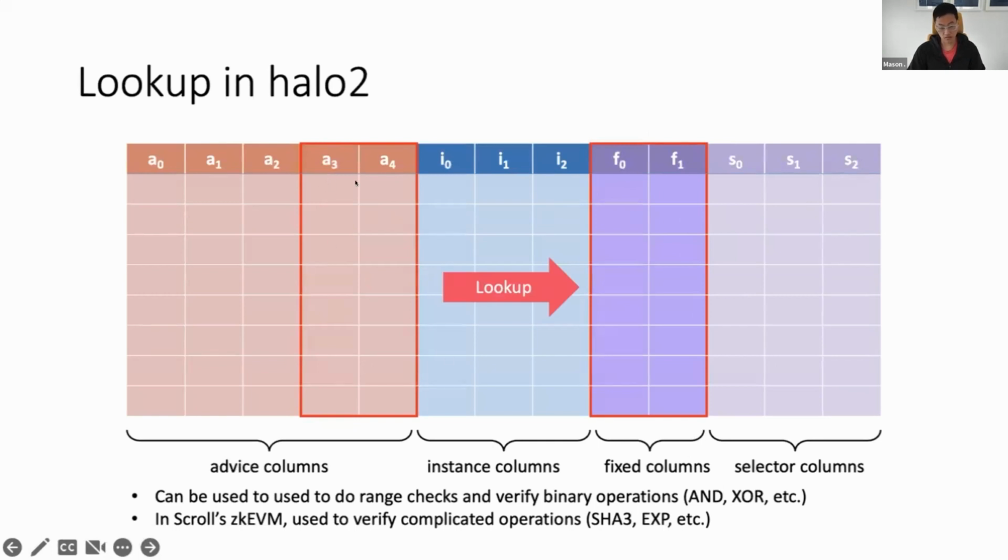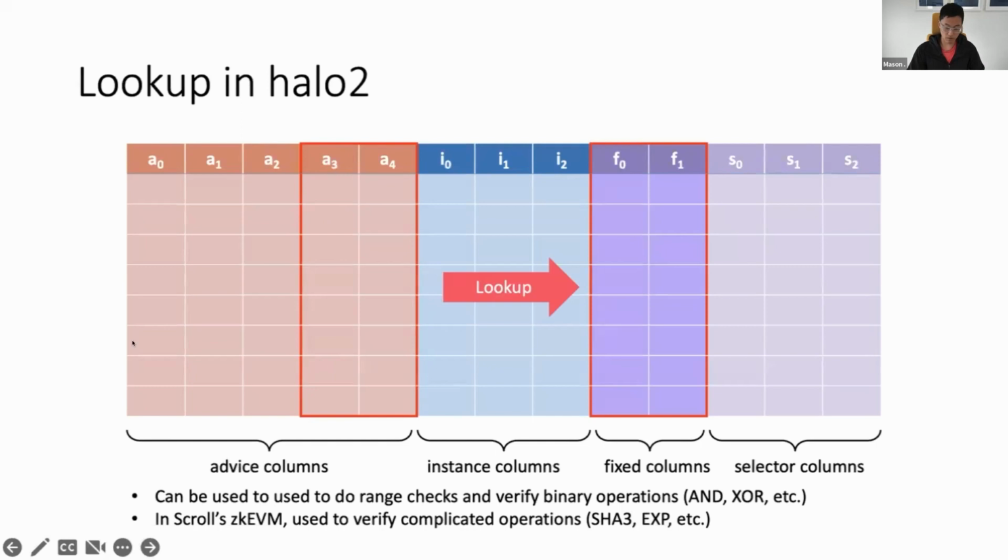Then in A3 and A4, I want to check that A3 is in fact the binary not of A4. To prove that, I can just do a lookup argument. This is a lot faster than actually writing down all the constraints you would need to check that a 256-bit value and another 256-bit value have this binary not relationship.